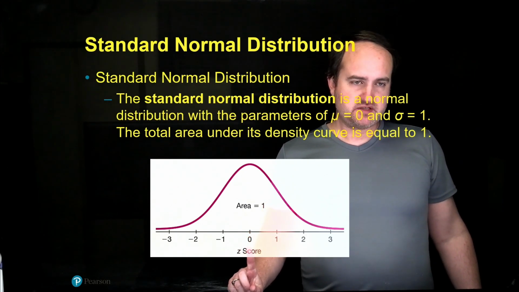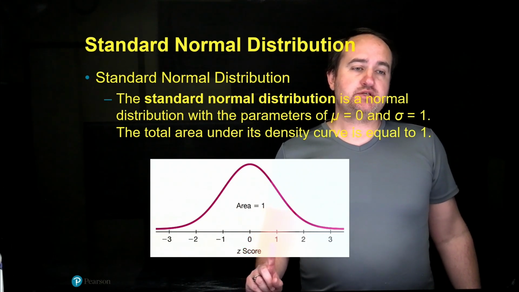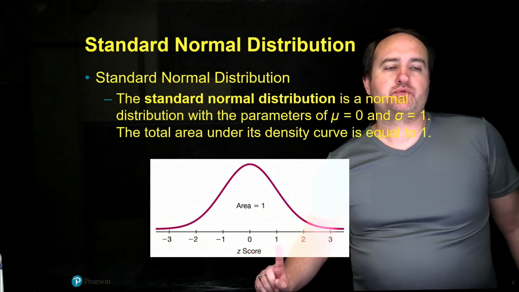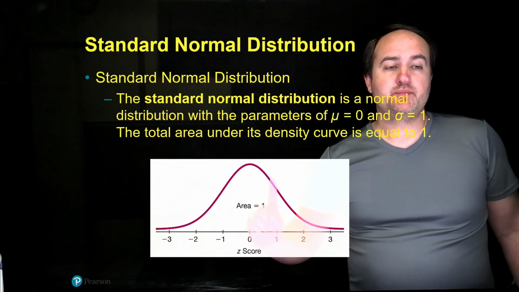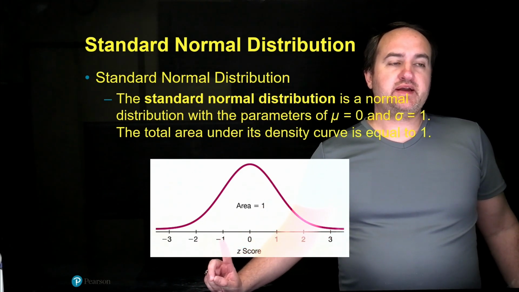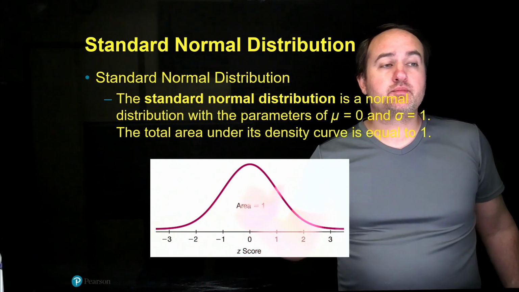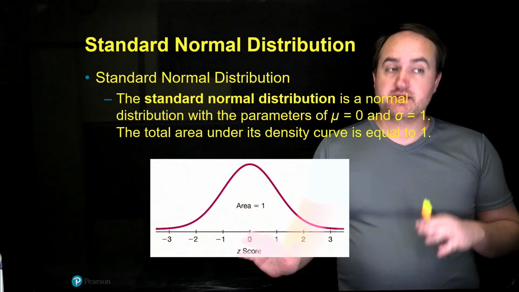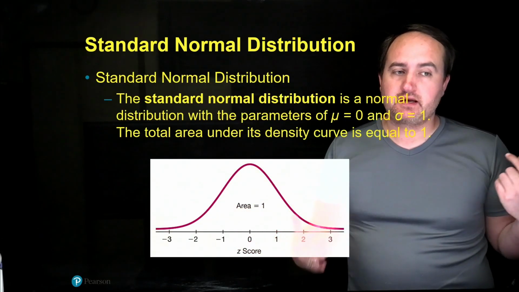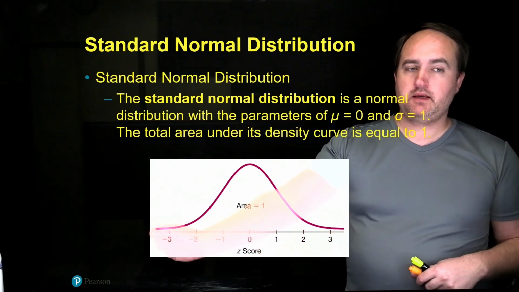So as you can see, a z-score of 0 is right in the middle of the graph. A z-score of 1 would mean that we are 1 standard deviation above the mean. A z-score of negative 1 means that we are 1 standard deviation below the mean, and so forth. But this total area still has to equal 1, because 100% of the time, a data value has to be somewhere in this graph.